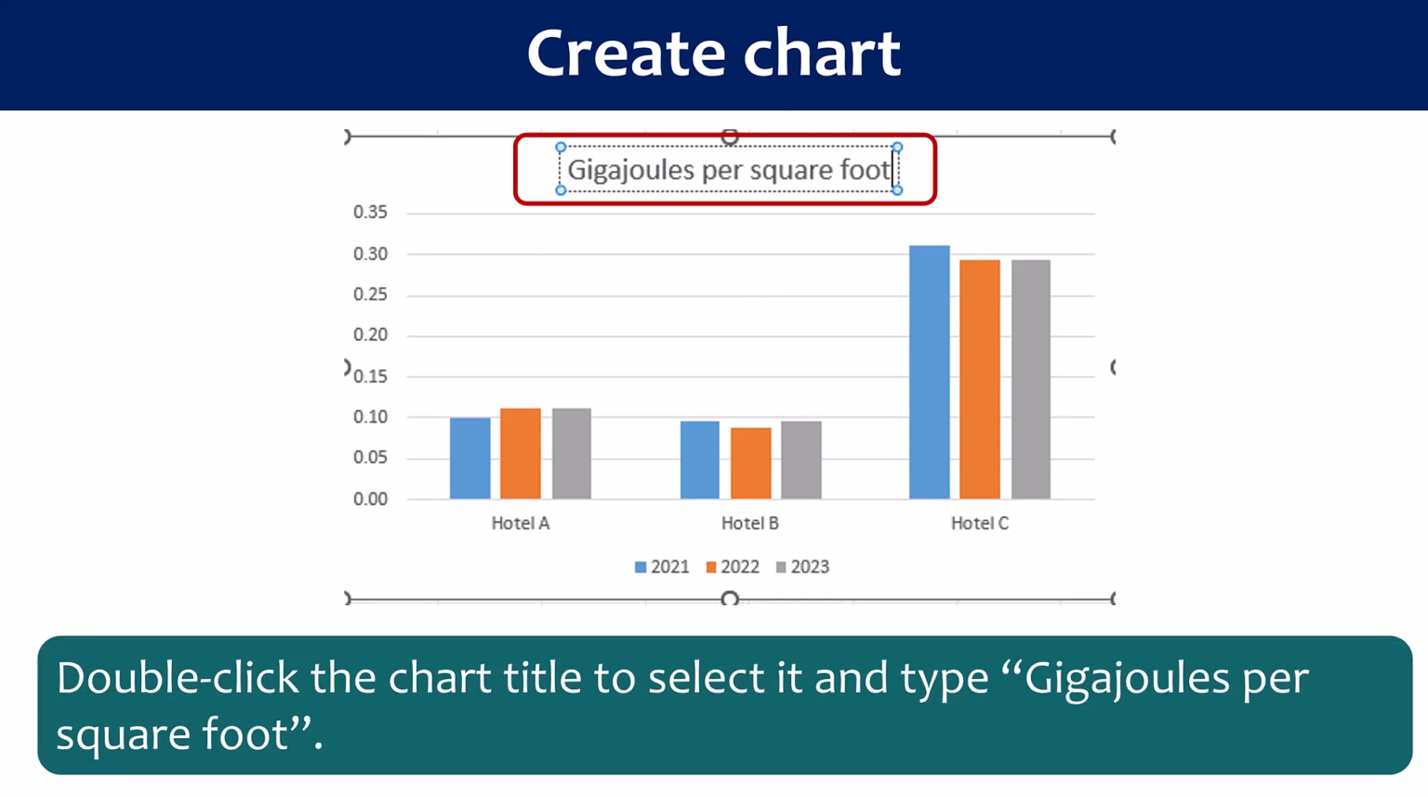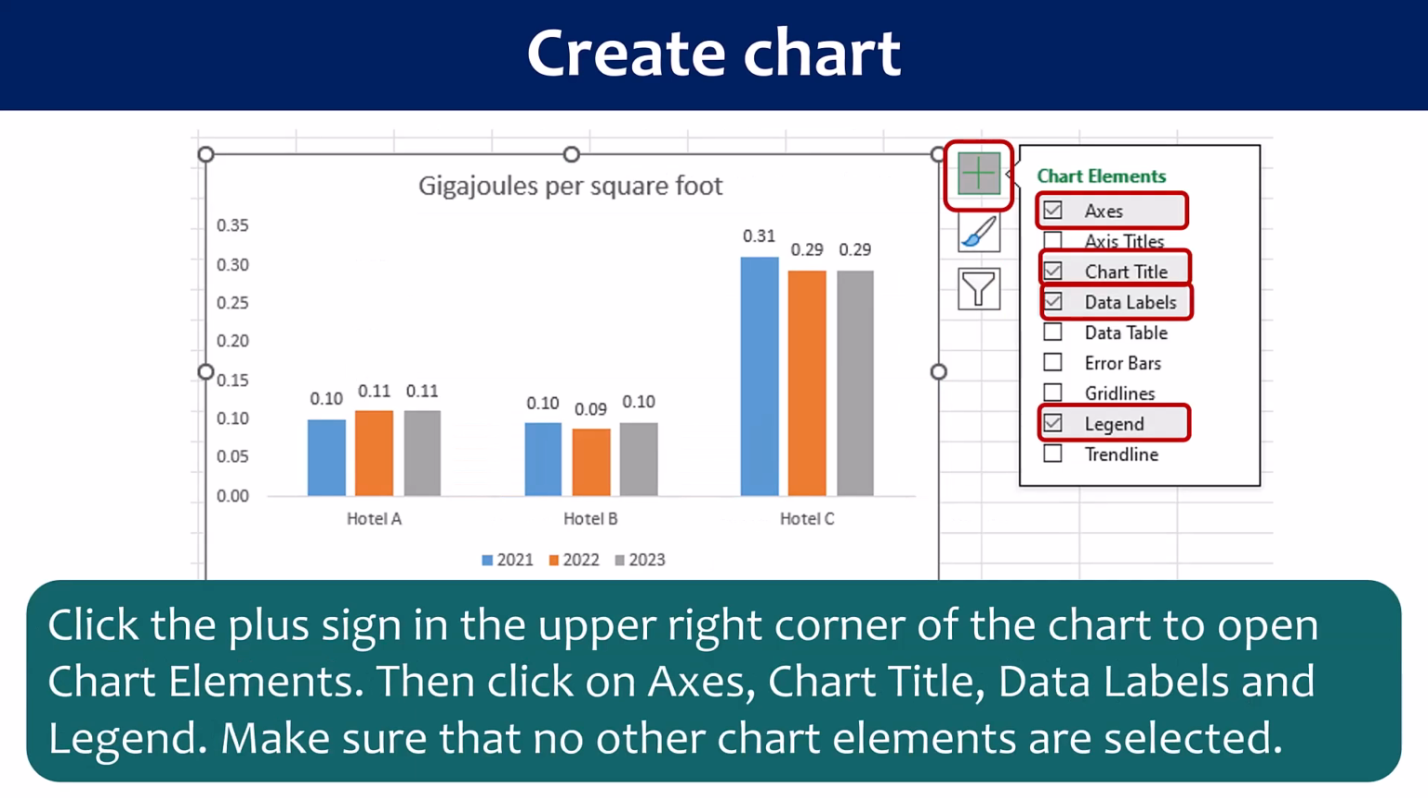Double-click the chart title to select it and type gigajoules per square foot. Click the plus sign in the upper right corner of the chart to open chart elements. Then click on Axis, Chart Title, Data Labels, and Legend. Make sure that no other chart elements are selected.